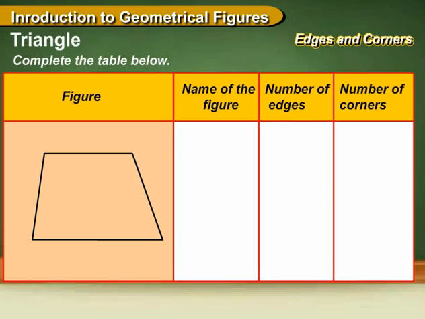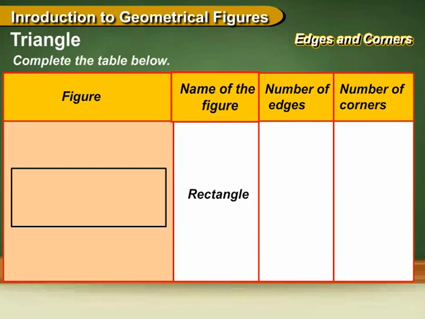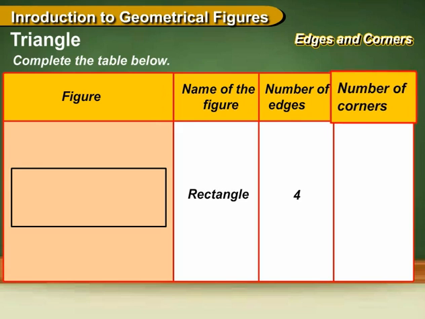In the first column are given the figures. In the second column, write down the appropriate name of the figure. In the third column, write down the number of edges it has. In the fourth column, write down the number of corners it has. Name of the figure, quadrilateral. Number of edges, 4. Number of corners, 4. Rectangle. Number of edges, 4. Number of corners, 4.